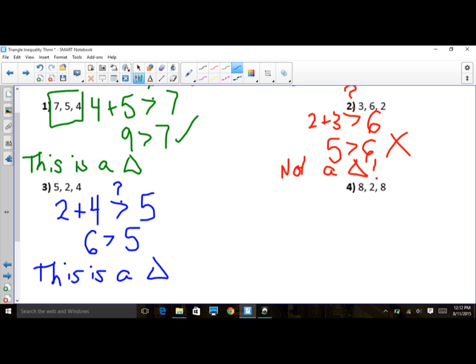And now our last sides, this is an 8, 2, 8 triangle. You can imagine it would be an isosceles triangle because 2 of the side lengths are equal. So let's test it. Whenever you have a repeating number, just count one of them twice. We get 2 plus one of the 8s should be greater than the other 8. 2 plus 8 is 10. 10 is greater than 8. So this is a triangle too. So in this case, we only had one that didn't work out to be a triangle.